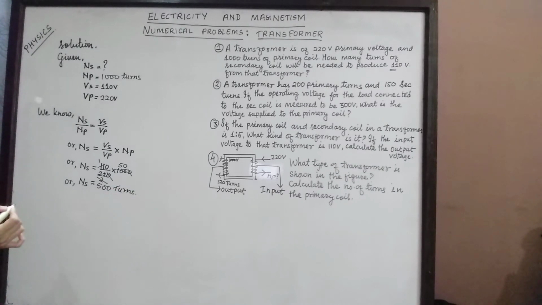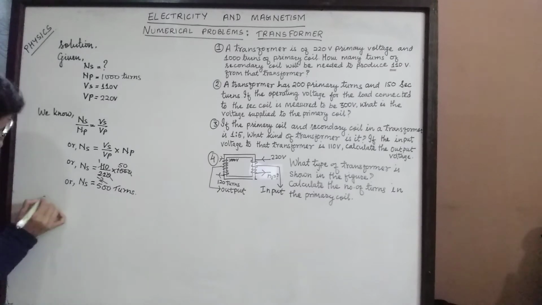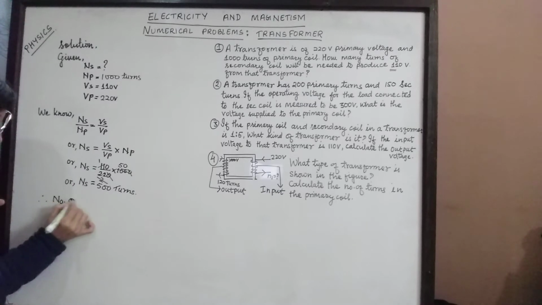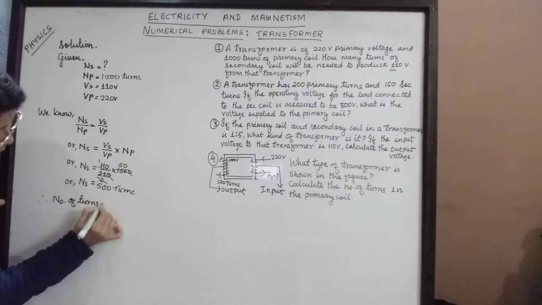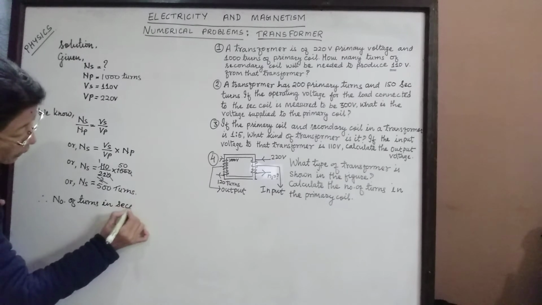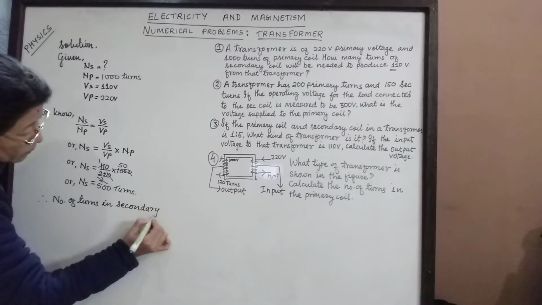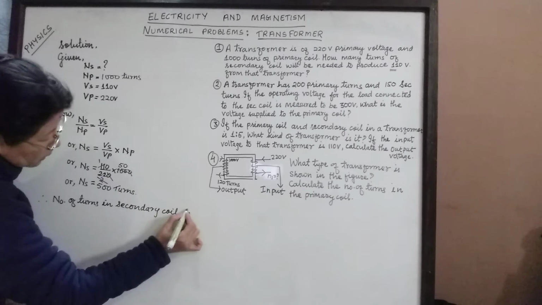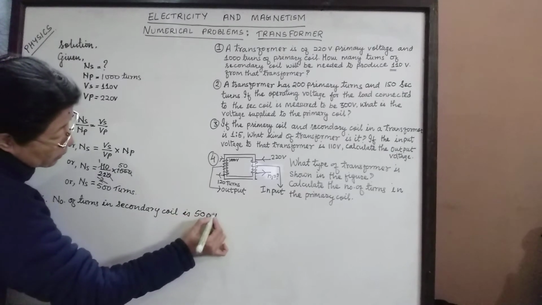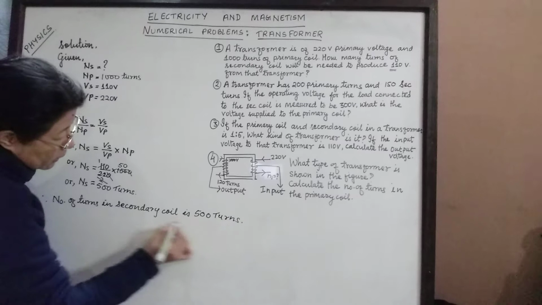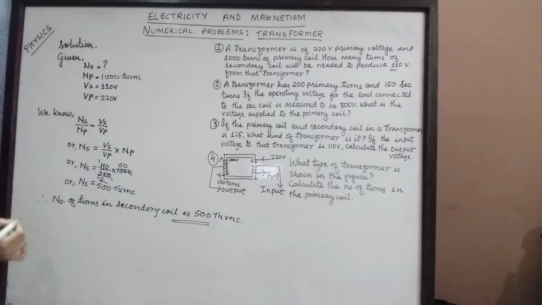Now after finding answer you have to give answer statement. Do not leave any numerical problem without writing answer statement. Therefore number of turns in secondary coil is 500 turns. 500 turns. This should be your answer. Right, this is question number 1. Now we'll go to question number 2.